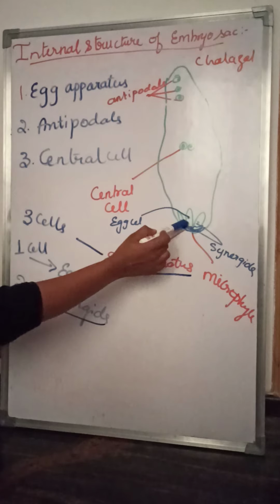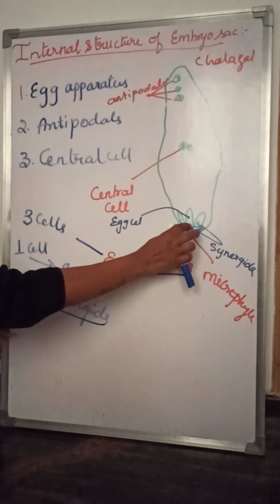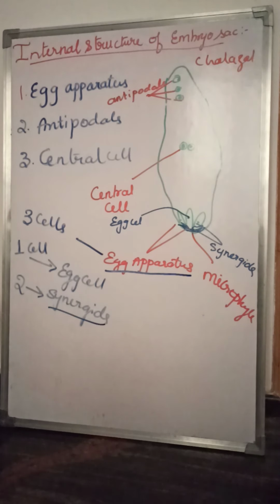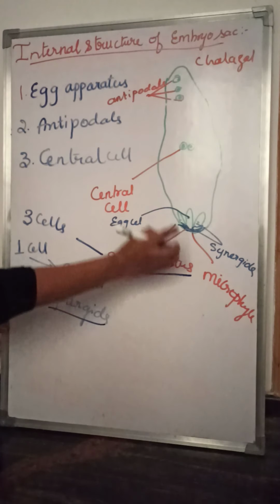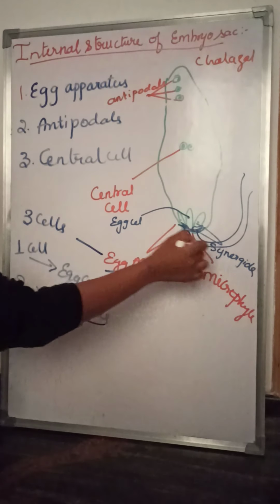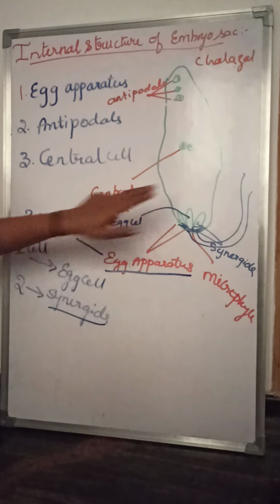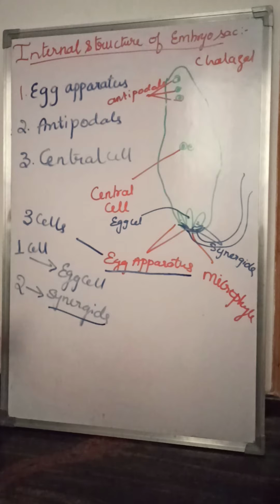So these 2 synergids, as I am telling, have a special thickening at the micropylar end. At the micropylar end they have a special thickening which helps the pollen tube to enter into the synergids. Understood? So there will be a pollen tube which will carry the pollen grains, and the pollen tube will enter through these thickenings.